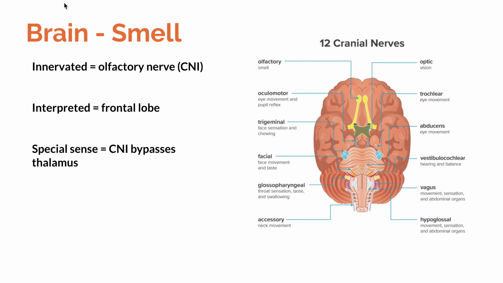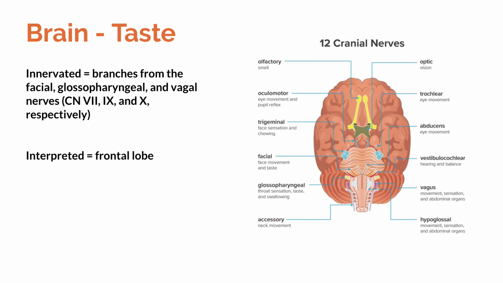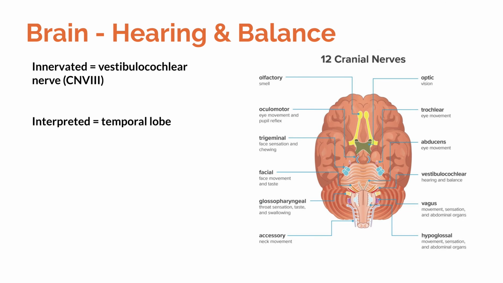So, again, each sense has been divided up by which cranial nerve is going to innervate that sense, as well as where it's going to be interpreted. So, smell, taste, sight, hearing, and balance.